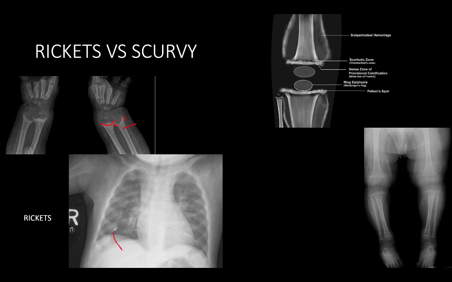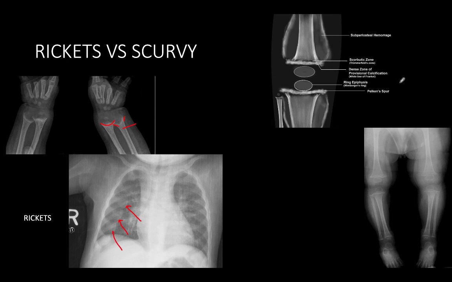Patients also have costochondritis. So they have inflammation of the chondral ends of the ribs. This is what's referred to as the rachitic rosary. These would be little nodular, soft tissue protuberances seen along the chest wall in a patient with rickets.